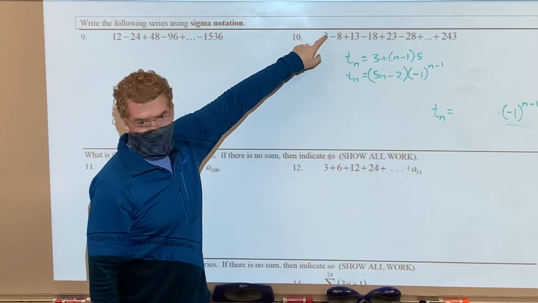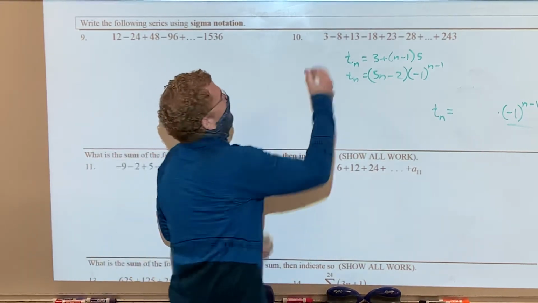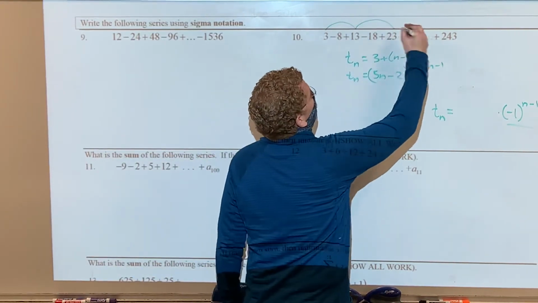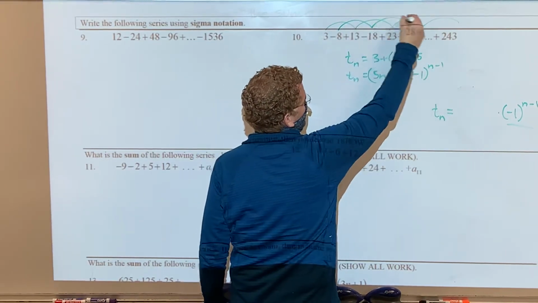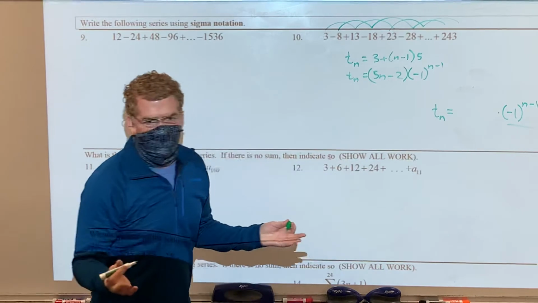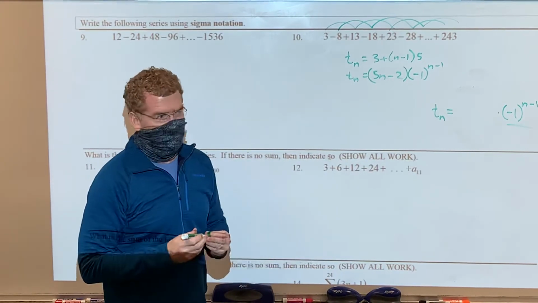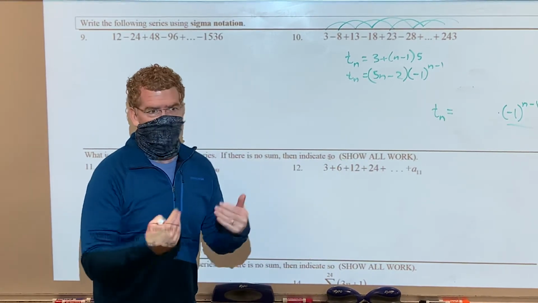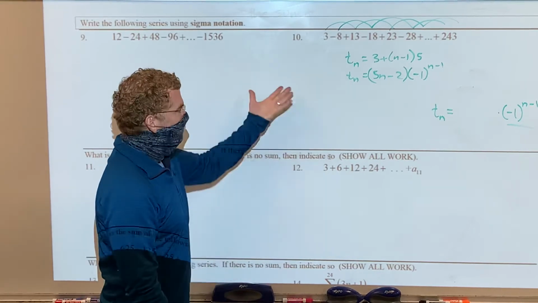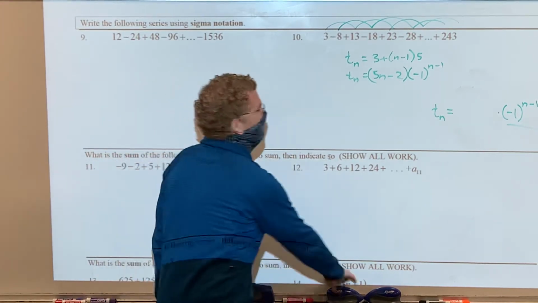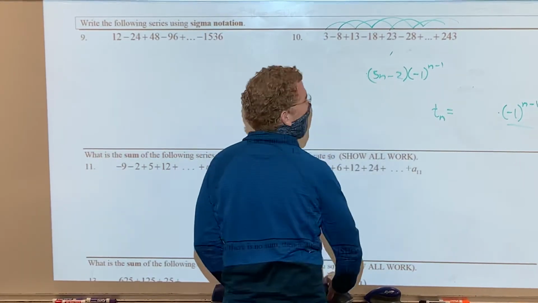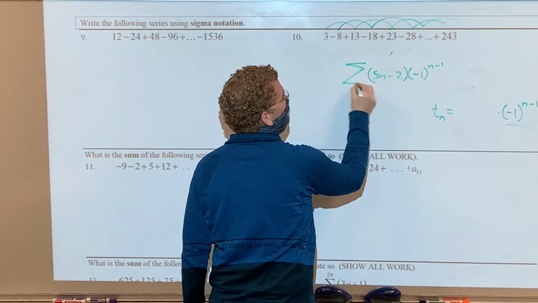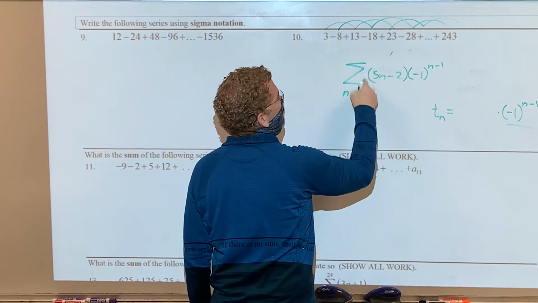This is neither arithmetic nor geometric. Unless you look at it like it's two arithmetics, right? All the positives, you're adding 10. All the negatives, you're subtracting 10. But the problem is it didn't ask you to find the sum. It asked you to put it in sigma notation. So I need one sigma notation. So what I'm going to do is find the formula, do a big sigma from 1 to whatever place that is.